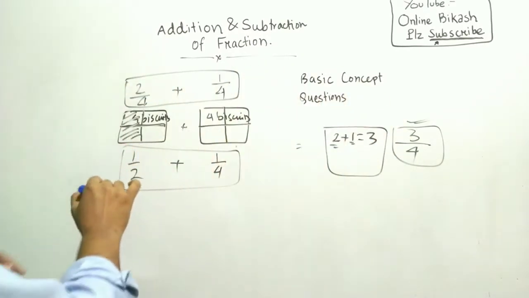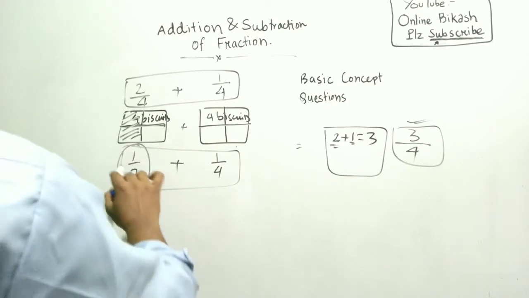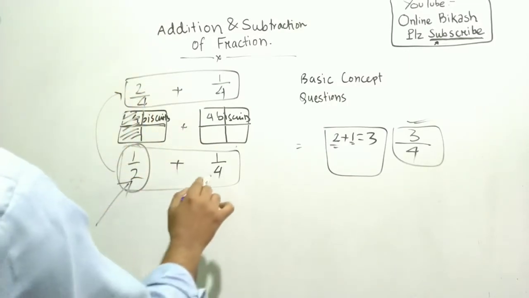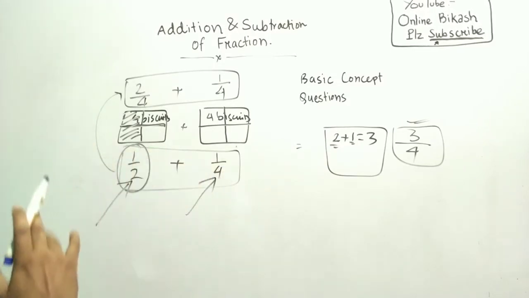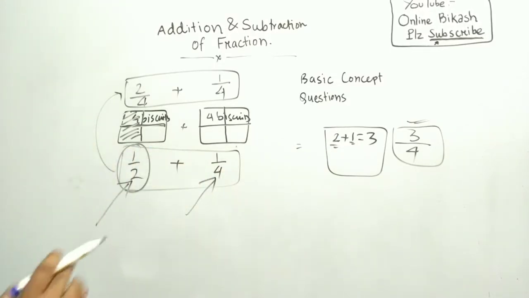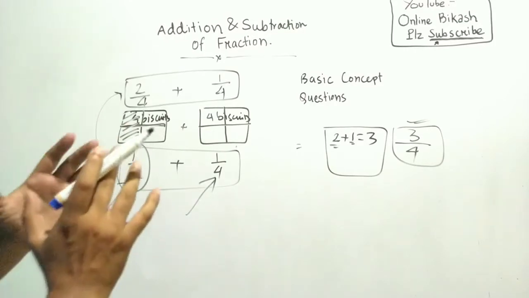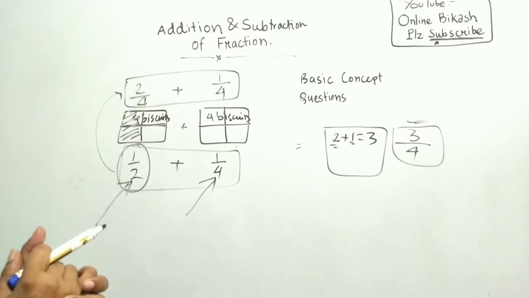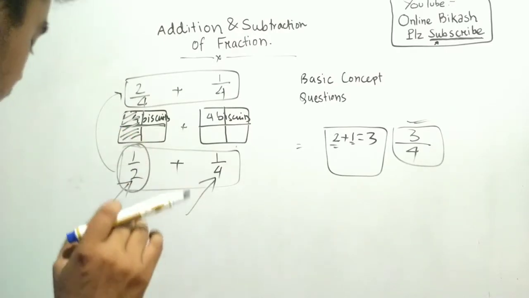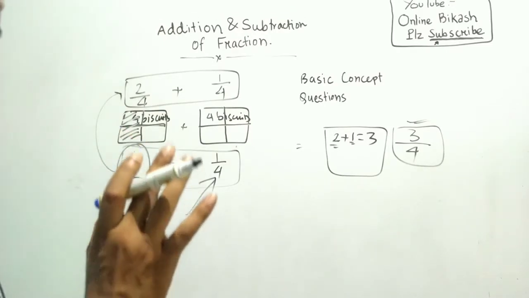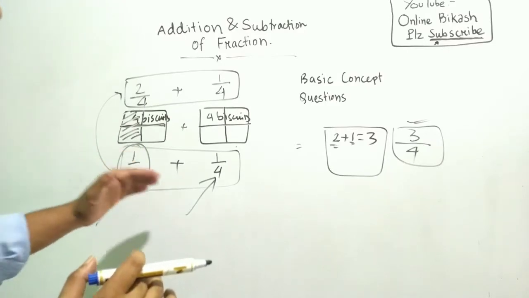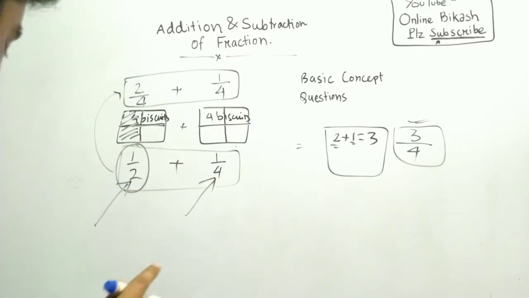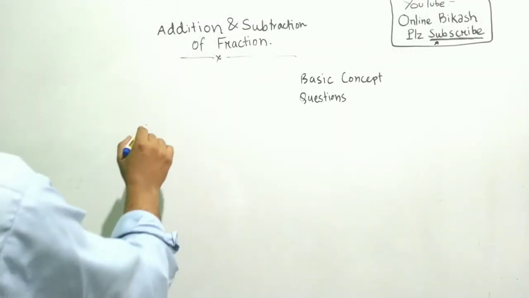Now what we did, we changed 1/2 into its equivalent fraction so that the denominator becomes the same in both the fractions. That is the basic concept of addition or subtraction of fractions. First, we will always turn the denominators into a common denominator so that all the fractions have the same denominator. Now let us take a question.